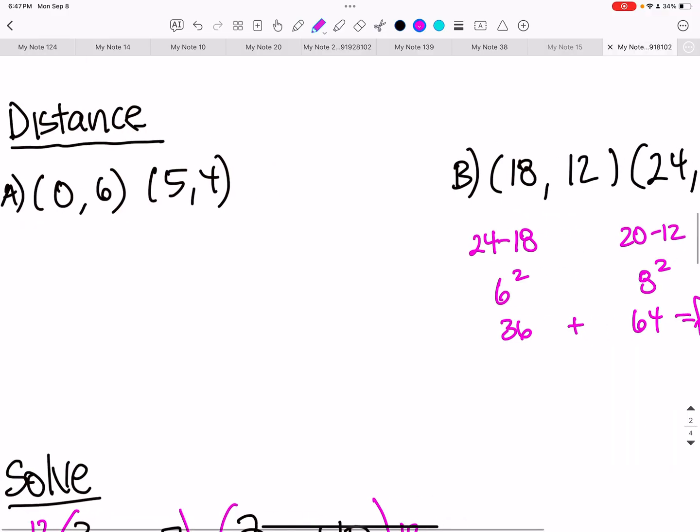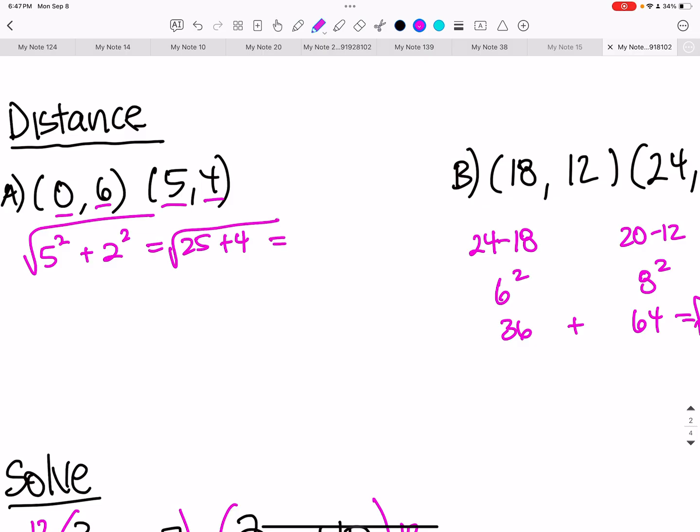Over here, how far apart are 5 and 0? They're 5 apart. How far are 6 and 4 apart? They're 2 apart. Let's square them, add them together, and take the square root. So that's 25 plus 4. Take the square root. That's the square root of 29. If I have to estimate that, that's between 5 and 6. That's between 25 and 36. It's 5 away from there. It's 7 away from there. So it's closer to this. I would say 5.4.